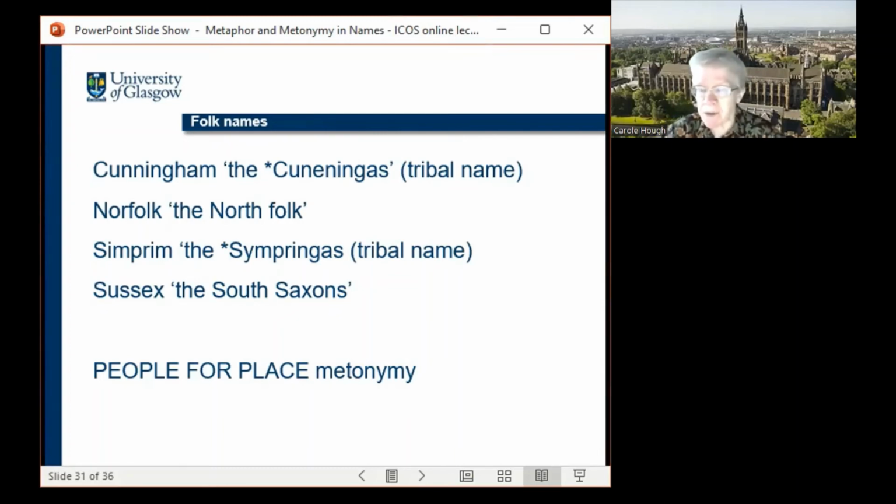Some types of metonymy are productive or conventional, which means that they follow an established pattern which others can be slotted into. My earlier example of the White House is one of these, as the seat of government in any country can stand for the national government itself. Similarly, people for place is a conventional or productive metonymy in place names.